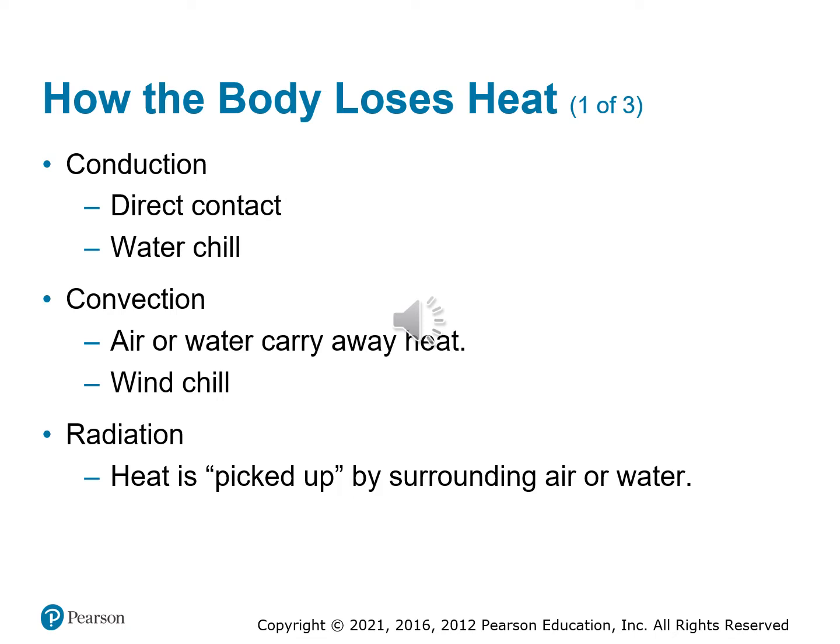Now, when we look at the different ways that a body loses heat, if the environment's too cold, body heat can be lost faster than it can be generated. So the body is going to attempt to adjust using its internal mechanics to try to correct the problem. What's important is to understand the different ways that you can lose body heat. The first one is conduction, which is the transfer of heat from one material to another through direct contact. Heat flows from the warmer material to the cooler one.